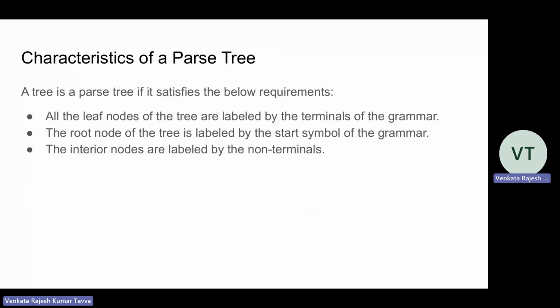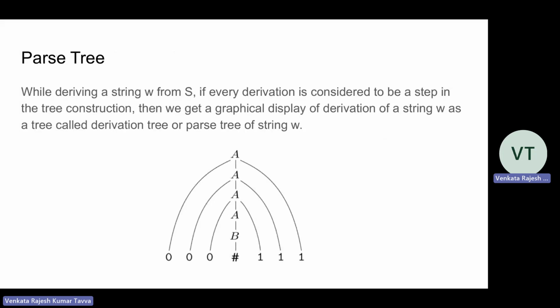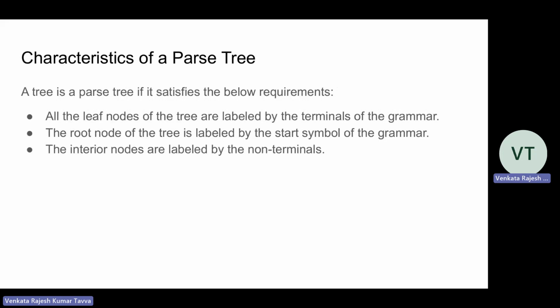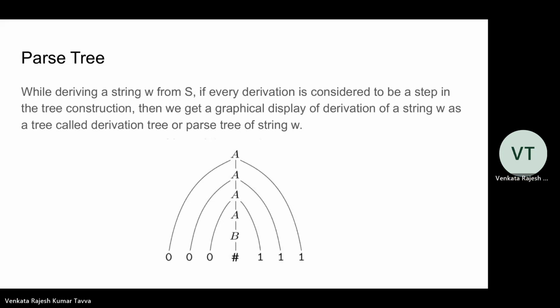The root node of the tree is labeled by the start symbol of the grammar. Obviously, here the root node is the start variable of the grammar. You start with the start variable, that is A, and you start replacing it with RHS and RHS and RHS and so on, and you proceed further. The interior nodes are labeled by the non-terminals. So all the interior nodes here are non-terminals. They cannot be terminals. If they are terminals, they cannot be interior nodes. They will be leaves. If they are leaves, they have to be terminals. They can't be non-terminals. And if they are non-terminals, they have to be interior nodes. Okay, that's it.